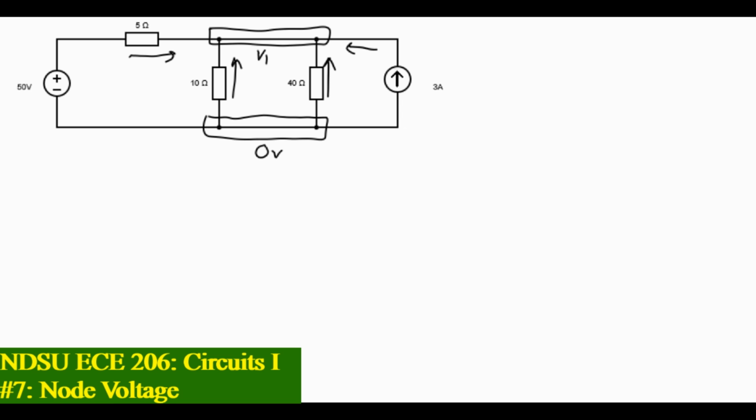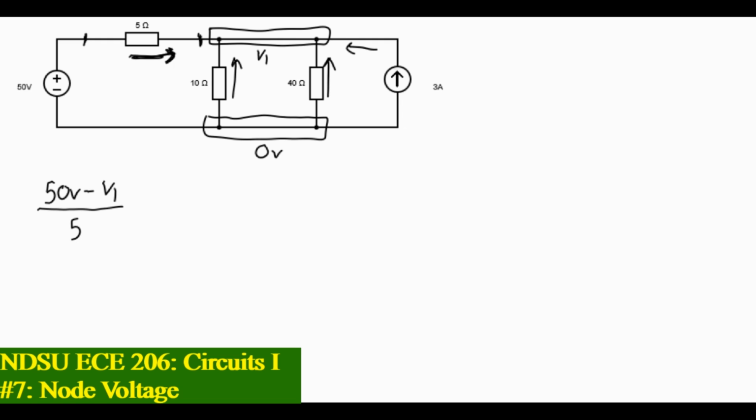So let's start up here by the voltage source. On this side of the resistor, we have 50 volts, right? On this side, we have V1, whatever that might be. So the voltage across that 5 ohm resistor is going to be 50 volts minus V1. Okay, we have the voltage, let's turn it into a current. Let's divide all of that by 5 ohms. That is the current right here, going in to V1.